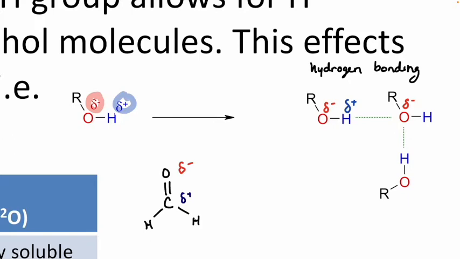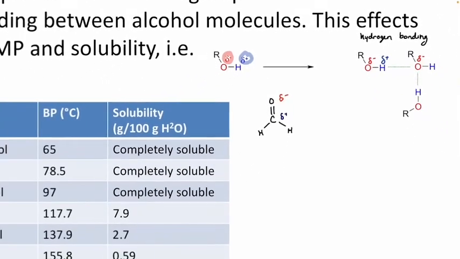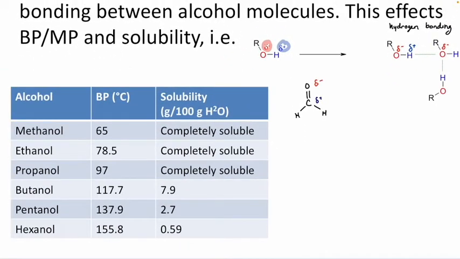Bottom line is alcohols can undergo hydrogen bonding because of the nature of that functional group, that OH group. So they form relatively strong interactions compared to other organic molecules that we've seen, like alkanes or alkenes. Alcohols have a much higher boiling point because they have these strong hydrogen bonding interactions. Also, in terms of solubility, the solubility of these in water.